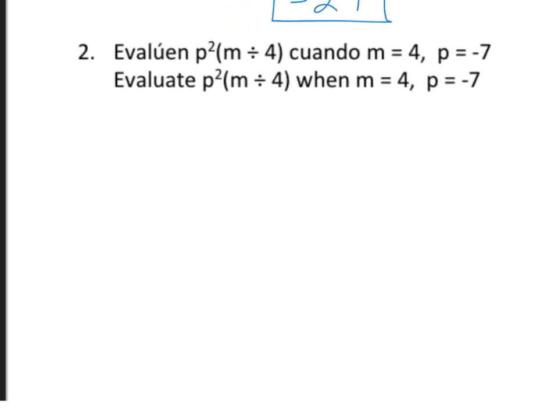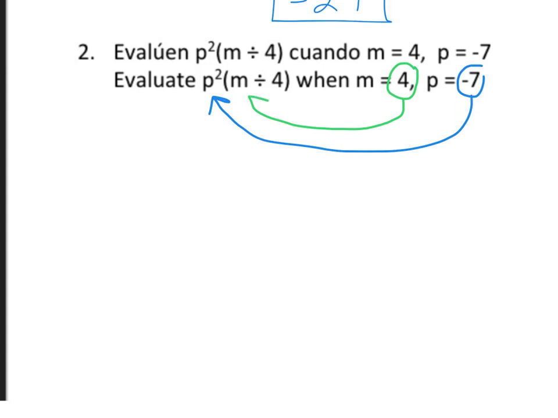The next question says, evaluate p squared times m divided by 4 when m equals 4 and p equals -7. So if p is -7, we're going to circle it and put it in for that p. We're going to circle m equals 4. 4 goes in for the m. Now we're going to copy the expression, but no letters. We're replacing them with numbers.